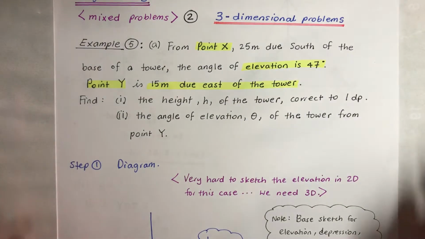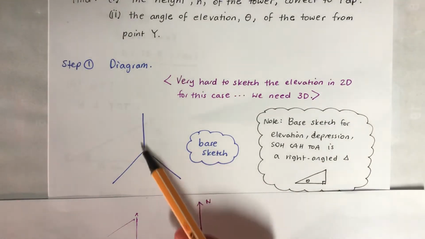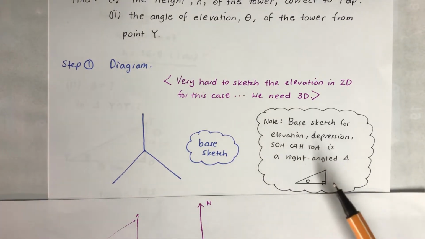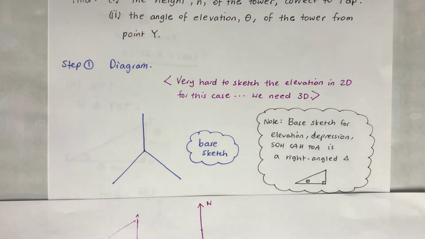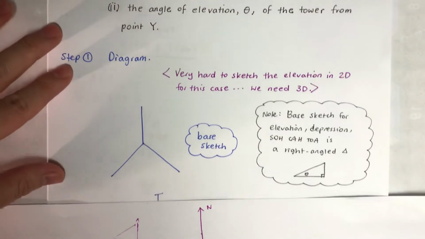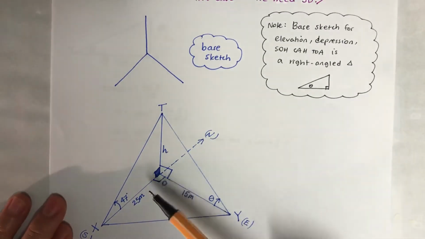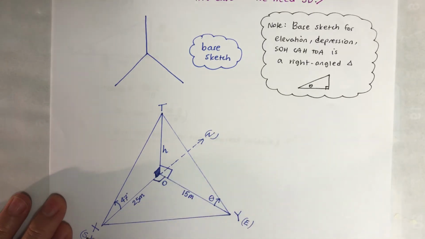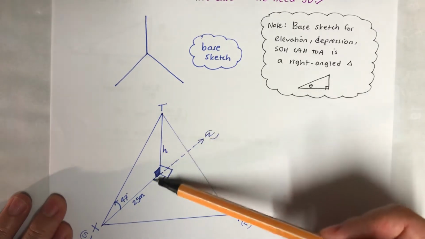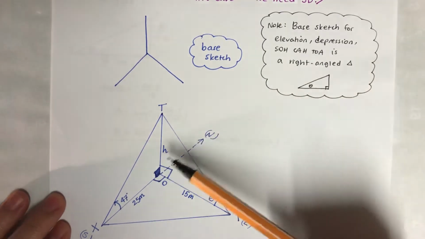So the base sketch for 3D is something like this. Remember, you need to use the base sketch for the elevation and depression, and SOHCAHTOA, and the right angle triangle, and remember Pythagoras and other things. With the 3D, that's basically what we do, and when you sketch it, it'll look something like this. Our north is here, our south is here, and the east and west. And then that's the tower or cliff, or building, on the right middle. So that's what the 3D is.